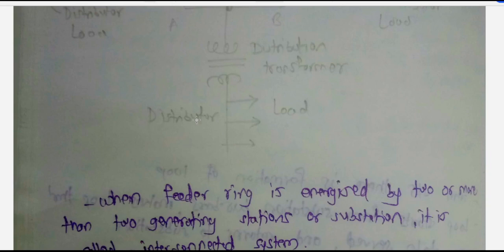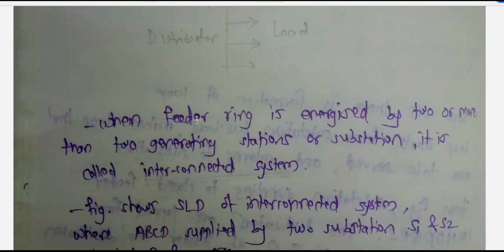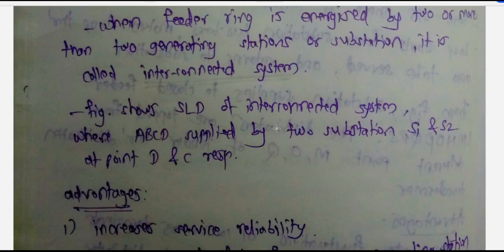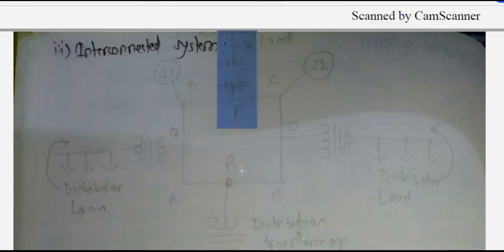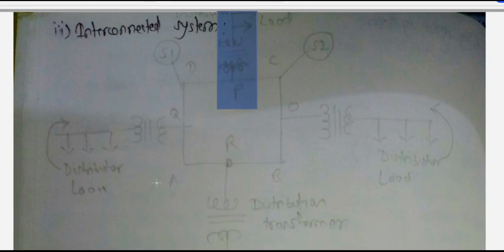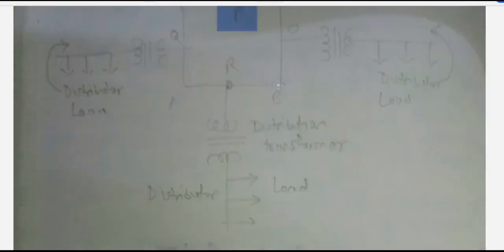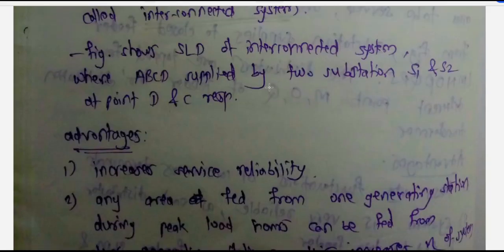When the feeder ring is energized by two or more generating stations or substations, it is called an interconnected system. So this is also an advantage. The figure shows the SLD, or single line diagram, of the interconnected system, where ABCD is supplied by two substations S1 and S2 at points D and C respectively. So let's say this ABCD is supplied with the help of substations S1 and S2 at points D and C.